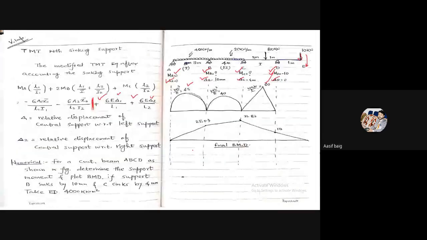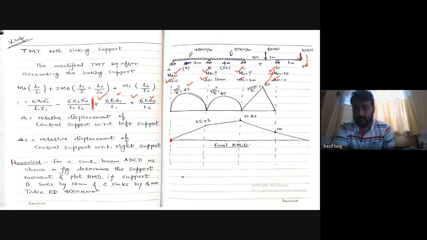At A, the bending moment is 0. At B it is minus 25.03, so we draw this above the line. At C the moment is minus 31.82, and we draw it above the line. And at D there is a moment of minus 10, so we draw it above the line. We will connect all these values, and this is the final bending moment diagram. So thank you very much.